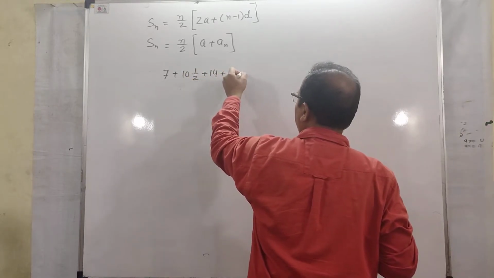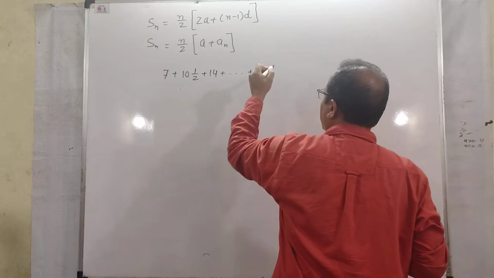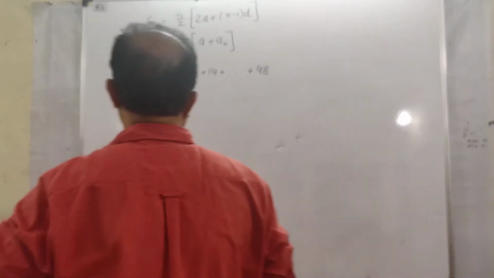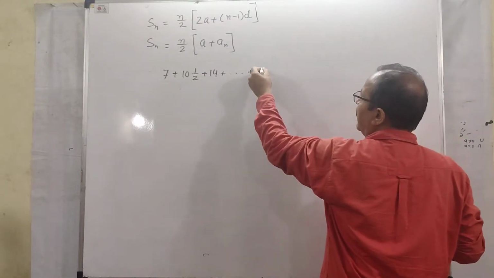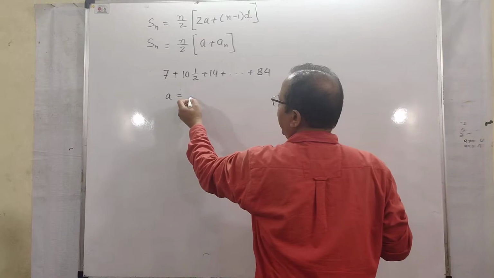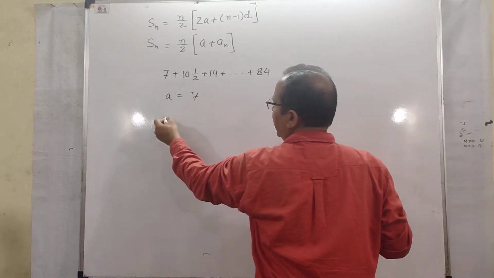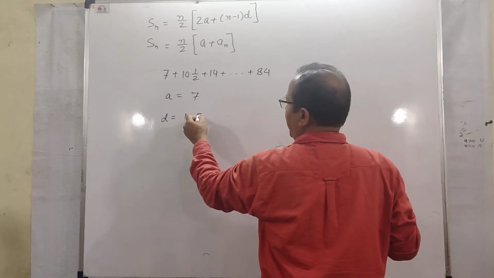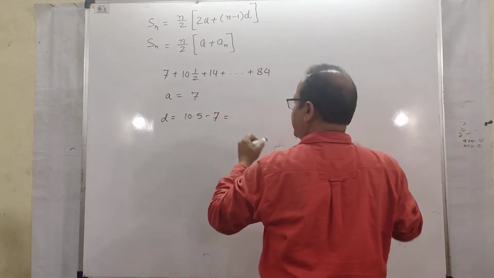It is an increasing series, and it goes up to 84. So what is a here? a is 7. d will be 10.5 minus 7.